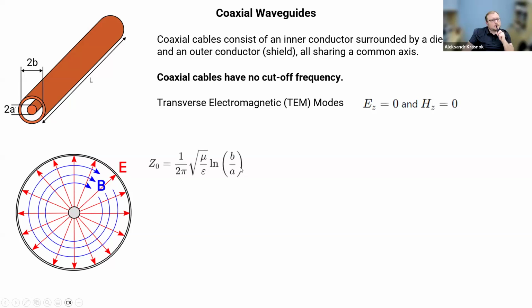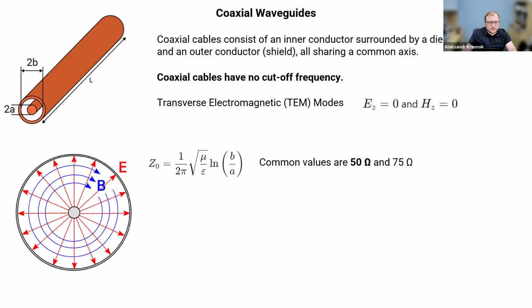At the same time, the structure is pretty simple. The characteristic impedance of this waveguide solely depends on the geometric parameters of this waveguide. B is the outer radius and A is the radius of the inner conductor. So changing these parameters allows you to design this characteristic impedance in a wide range.